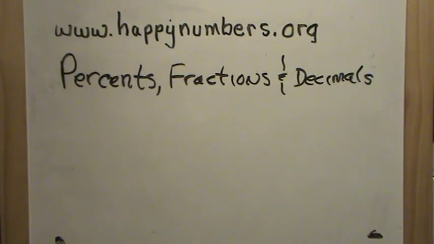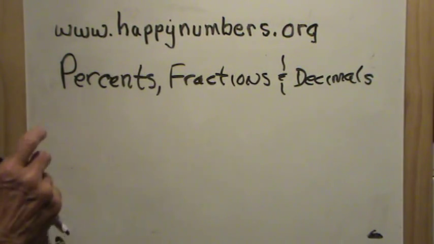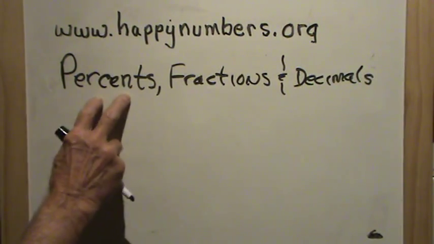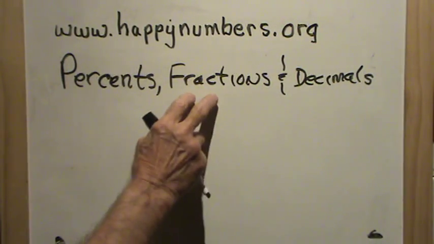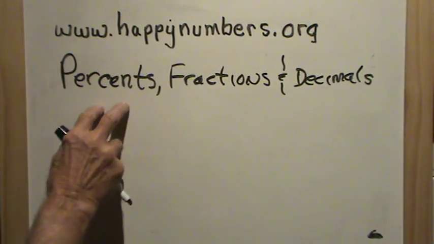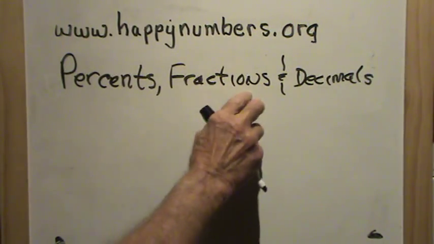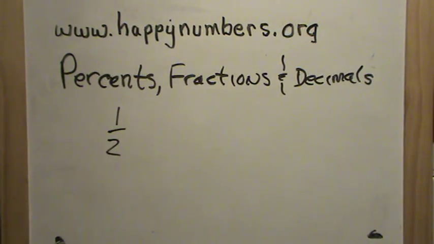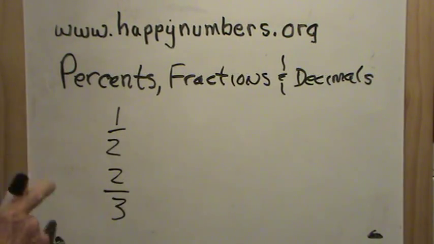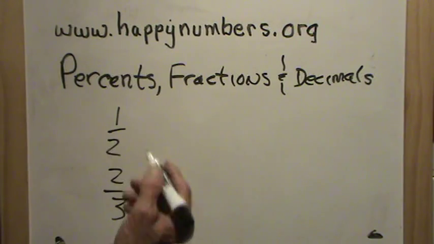www.happynumbers.org, and today's lesson is dealing with the relationship between percents, fractions, and decimals. All of these three terms are really fractions. Fractions, as we know, are written like this. They have a numerator and a denominator, and there are different types of fractions, improper and mixed number.